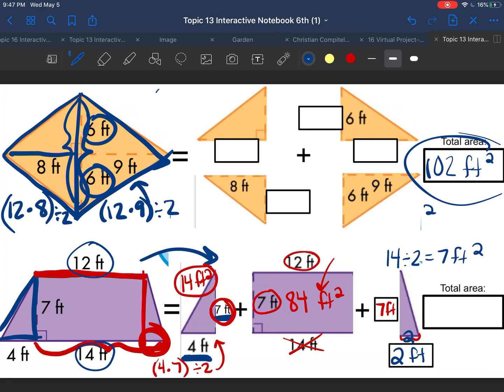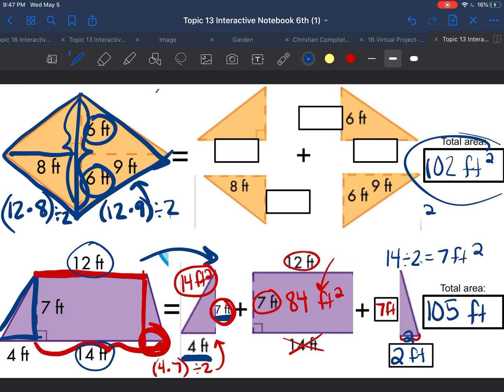So now we have all of our separate areas, and what we need to do is add them. So we do 14 plus the area of the rectangle, that's 84, plus the area of the last triangle, that's 7. And we would get 105 feet squared.